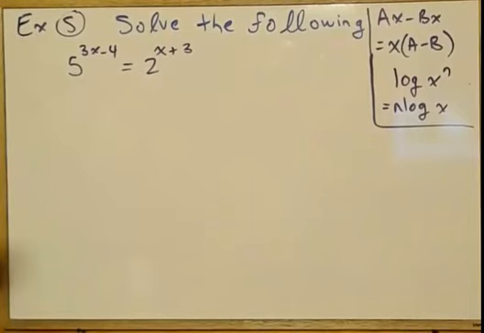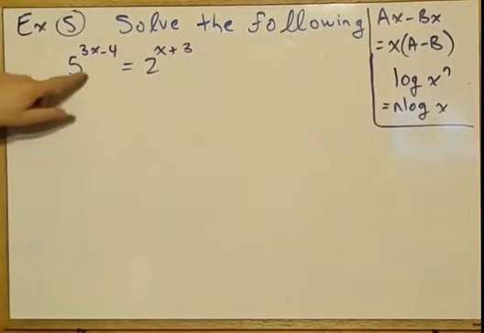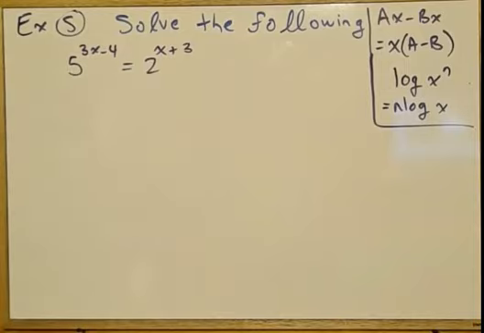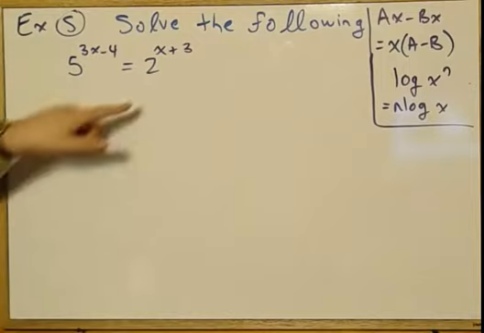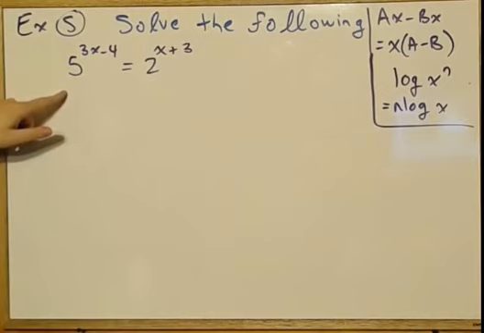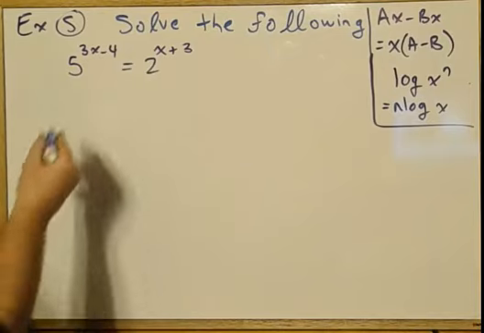So in this last example, we're going to be trying to solve 5 to the power of 3x minus 4 is equal to 2 to the power of x plus 3. We're going to mimic the exact same steps that we did in the previous question. And I do encourage you to pause the video and try this one out for yourself. Take a couple of minutes and see how you did. Okay, let's get started. First thing we want to do, take the log of both sides.